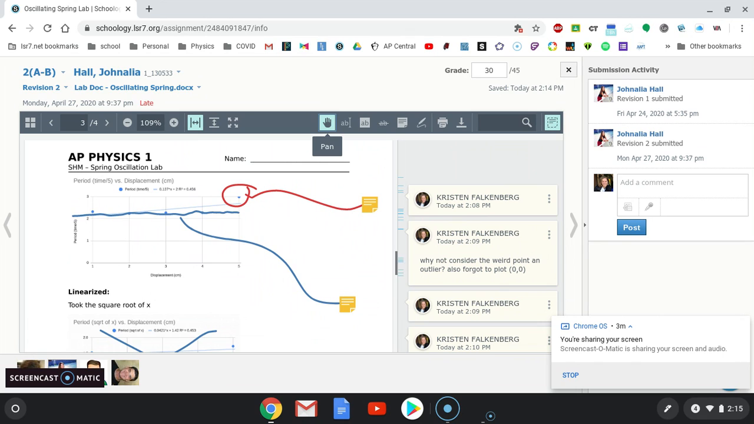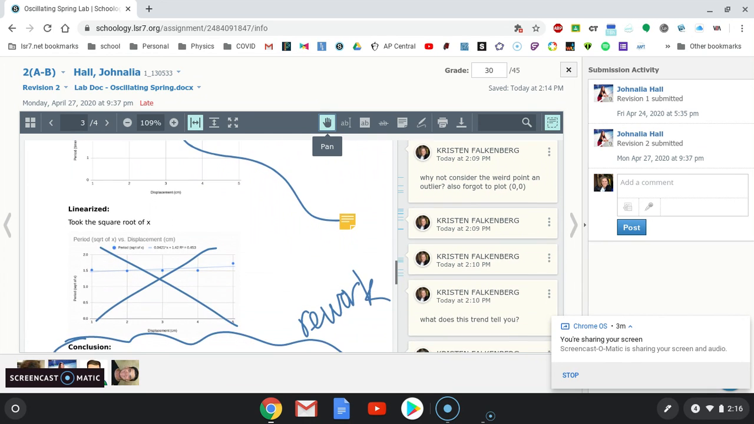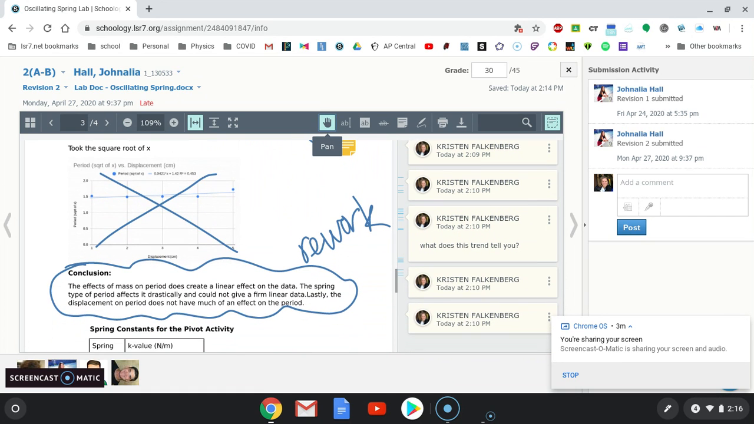And then you gave some input here as far as what is the impact of changing your displacement on the period. And that horizontal line should give you some impact. Taking the square root of that, you don't need to do that. And then based on what you're going to find by your new linearization, you're going to have to rework that conclusion. Okay.